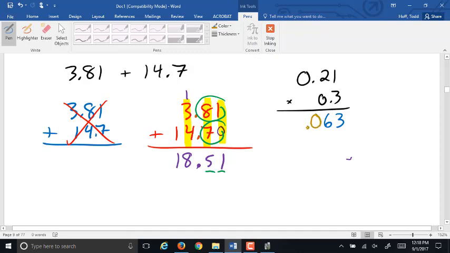We have to put a 0 there. Why? That's a good question. Why? We were taught you have to count 1, 2, 3 total decimal places in the problem, 1, 2, 3 total decimal places in the answer. So then again, why?